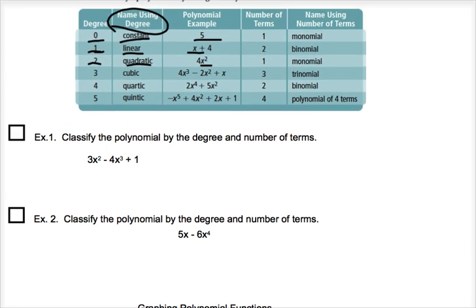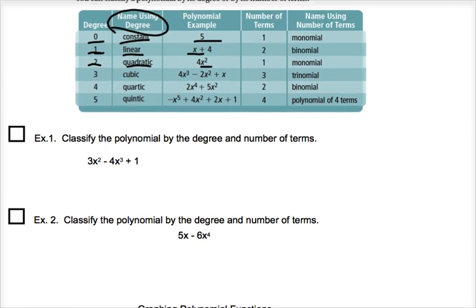Classify by degree and number of terms. I didn't discuss number of terms. That's over here. Here I had 5. That's only one term, so that's a monomial. Here I have x plus 4. That's 2 terms, so that's a binomial, like a bicycle has 2 wheels. And then 3 terms is a trinomial, like a tricycle has 3 wheels.